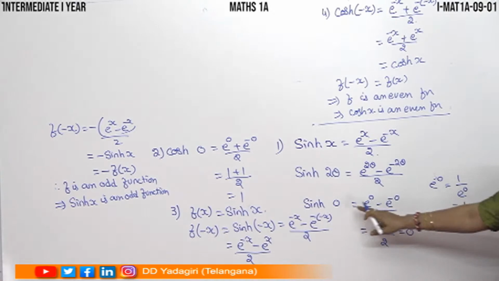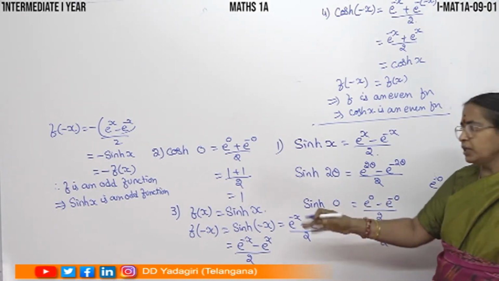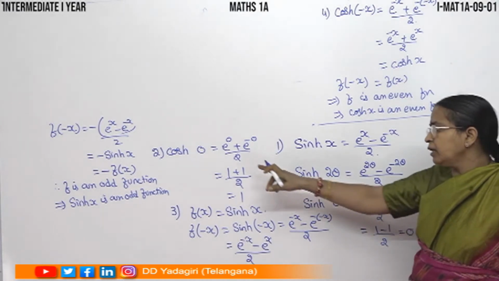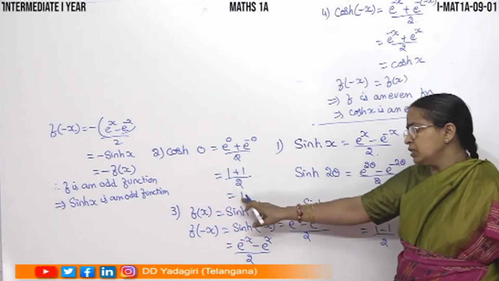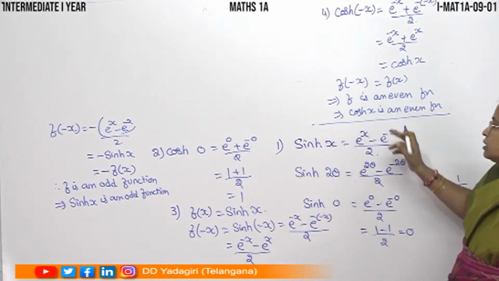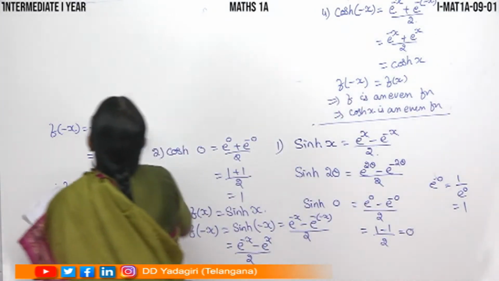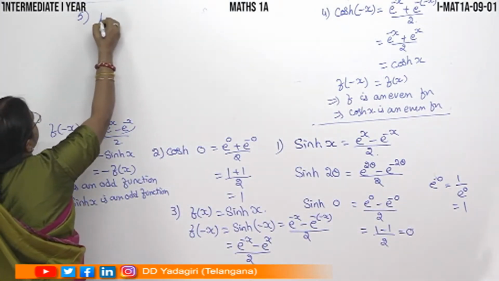So we found sinh of 0. Just learn the procedure of how we are finding the values. That is enough. We need not memorize. Okay, cosh of 0 is 1. We proved that sinh x is an odd function. Cosh x is an even function. Four points are over. Now the next, fifth one, we'll write identities.